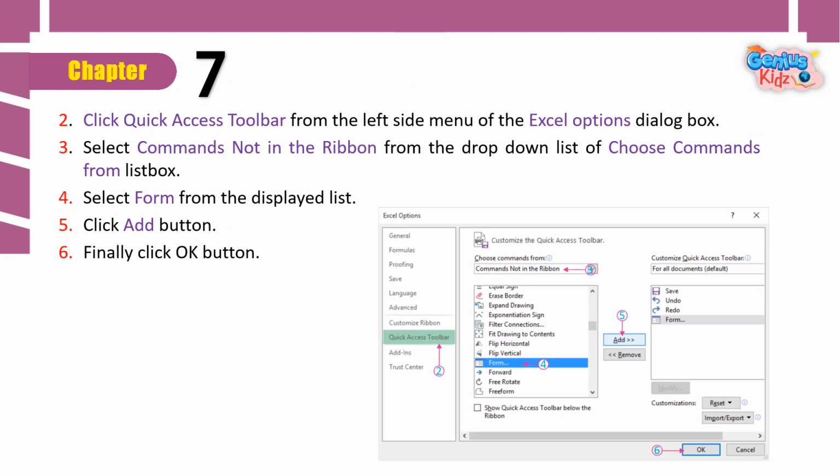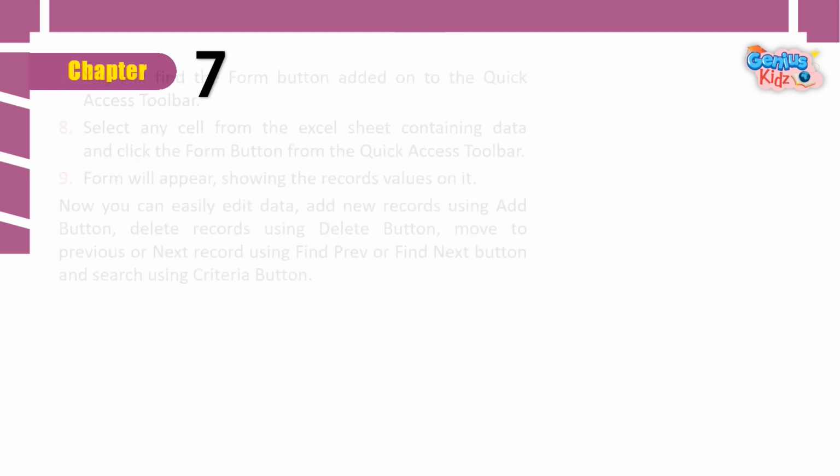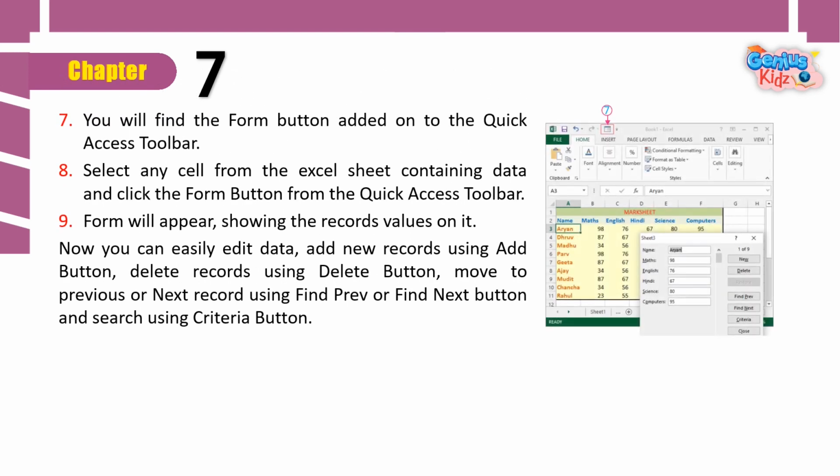2. Click Quick Access toolbar from the left side menu of the Excel Options dialog box. 3. Select commands not in the ribbon from the drop-down list of Choose Commands from list box. 4. Select Form from the displayed list. 5. Click Add button. 6. Finally click OK button. 7. You will find the Form button added onto the Quick Access toolbar.